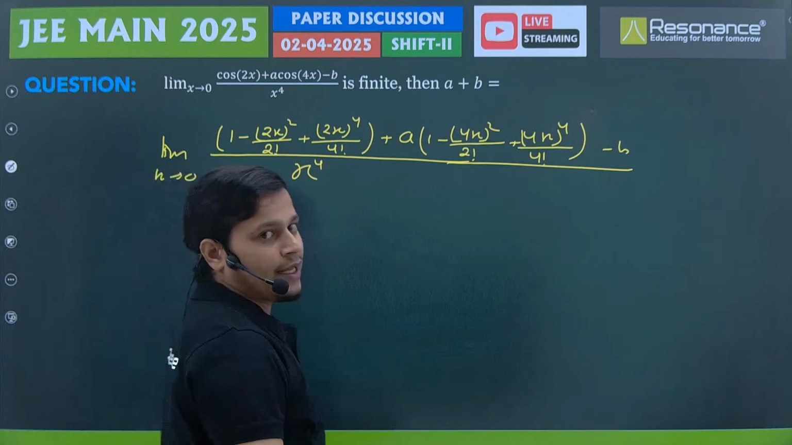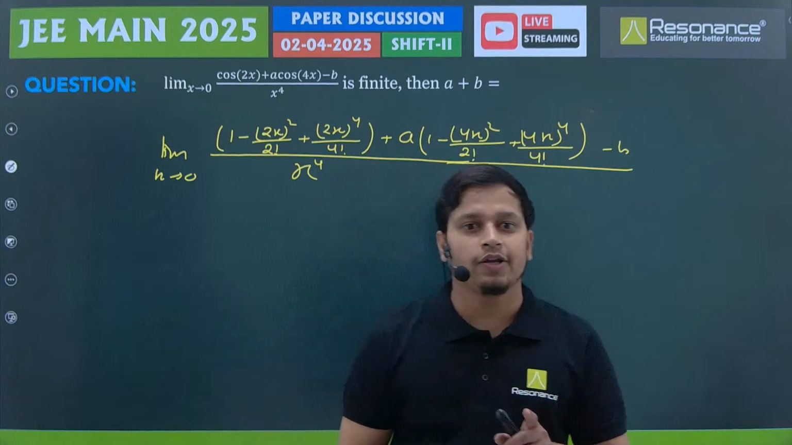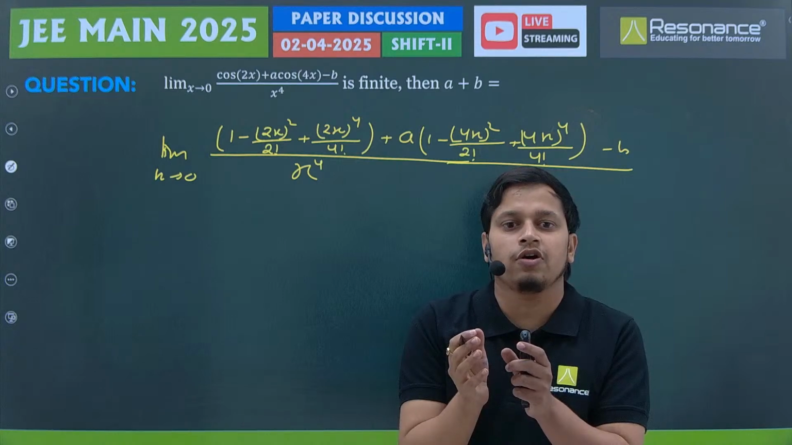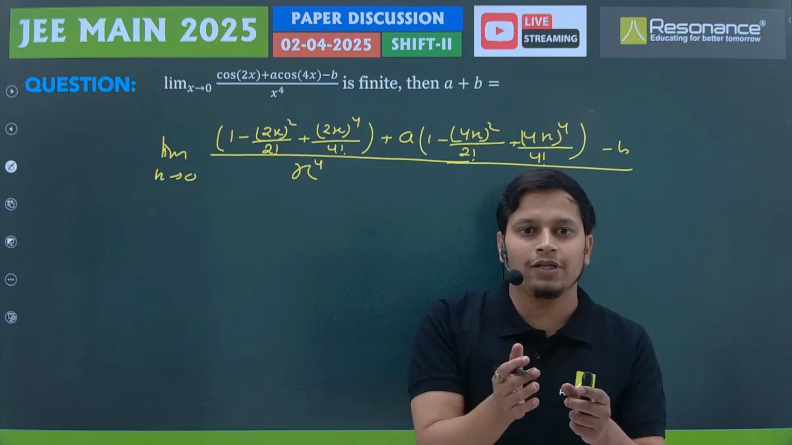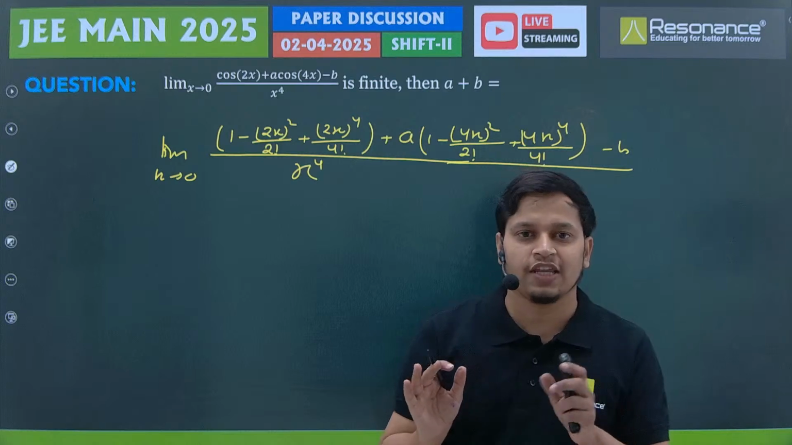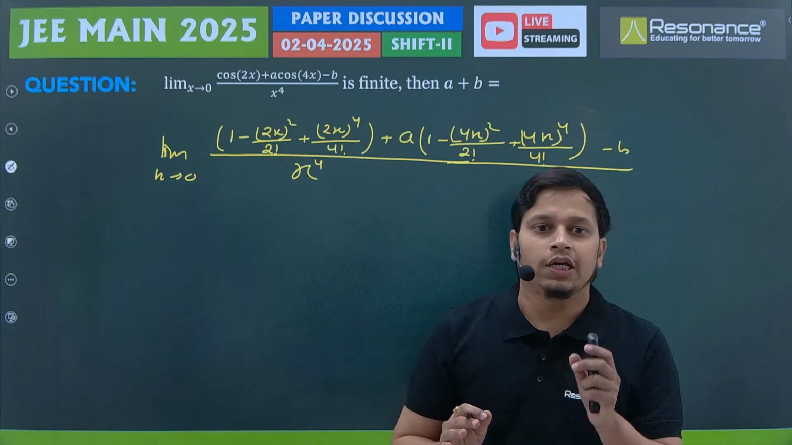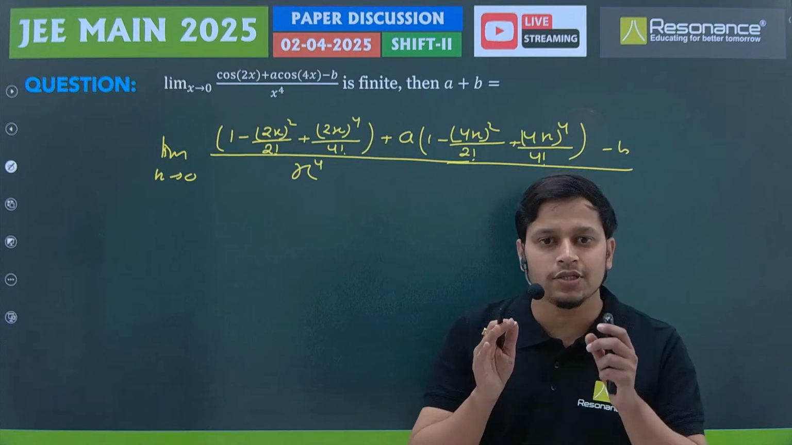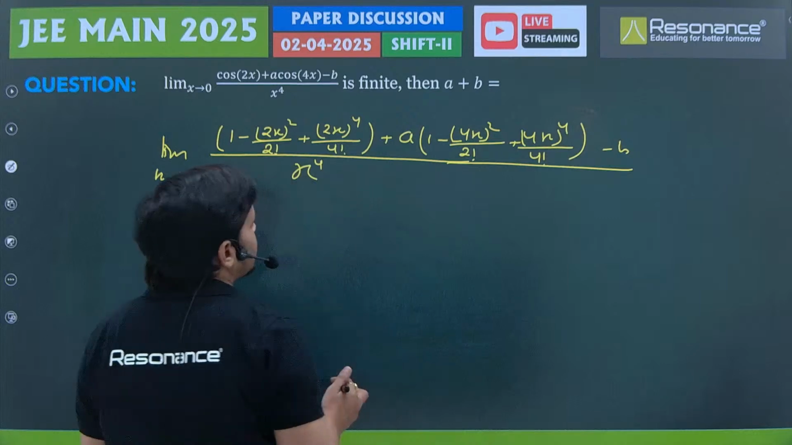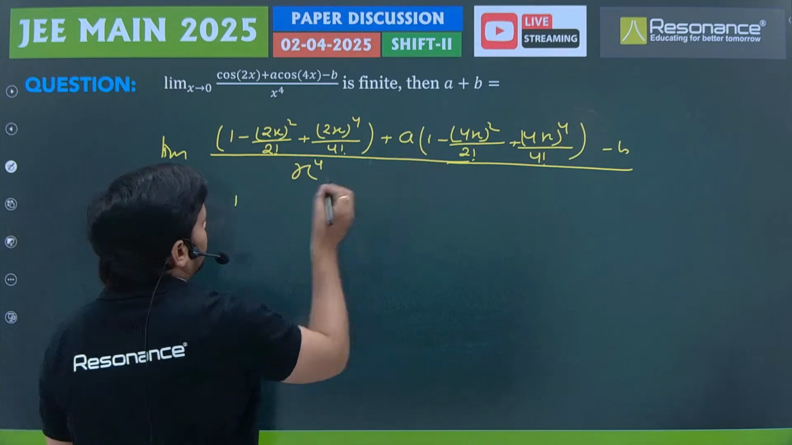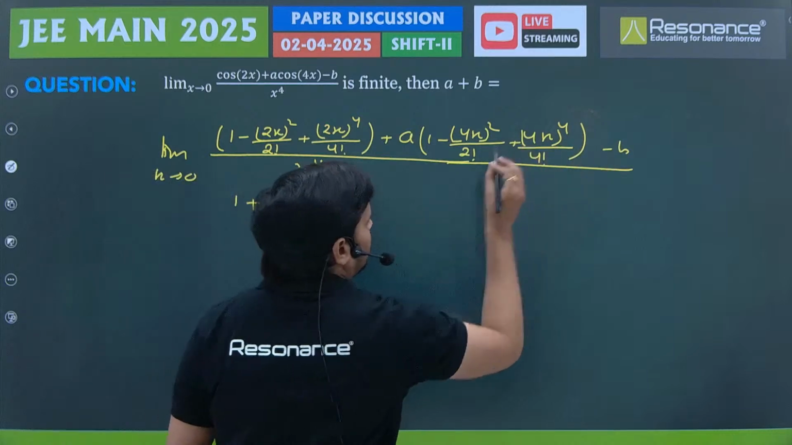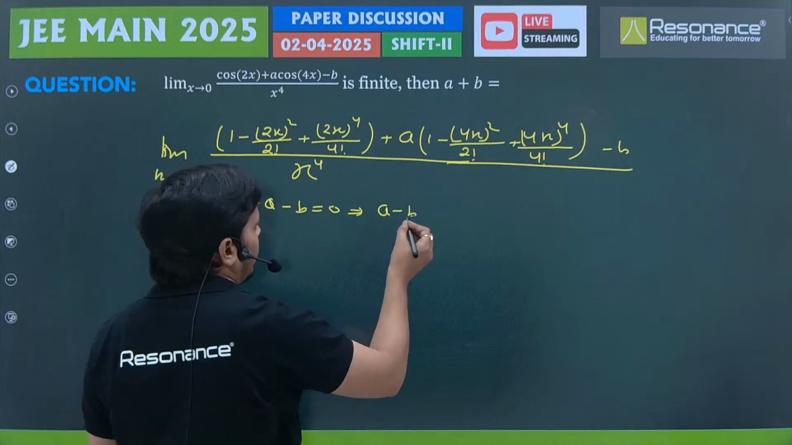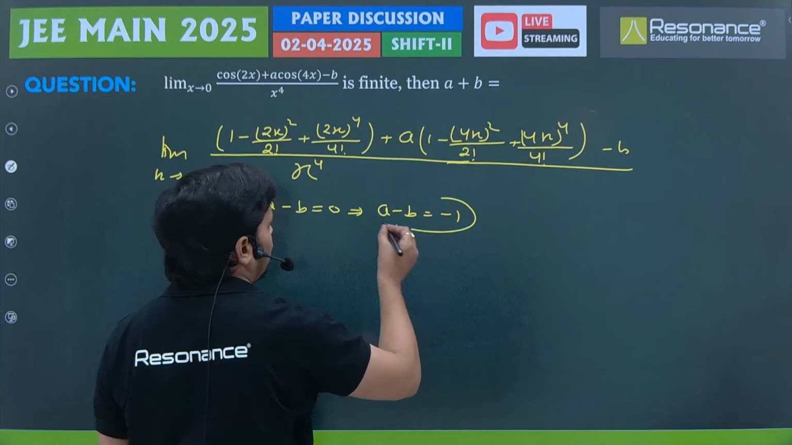Now can I say, as in the denominator we have x power 4 as the minimum term, all the coefficients of the terms in the numerator lower than x power 4 need to be 0, then only the limit can be finite. It means all the constant terms need to be 0, and the coefficients of x square and x cube must be 0. That is what I am going to use. So first the constant term: here 1, from here a, and from here minus b, that needs to be 0. So we got one equation here, a minus b equal to minus 1.